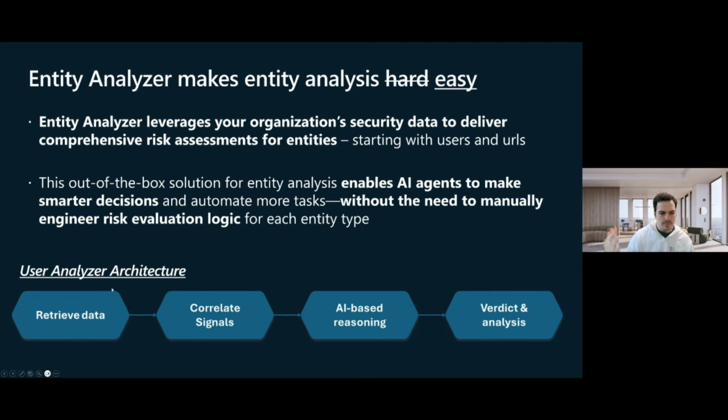At a high level, it works by going and retrieving data from a ton of different places in Sentinel's data lake. Then it correlates all the relevant signals from that data retrieval. It then uses a series of AI-based reasoning on top of the correlated and compiled data to deliver a verdict and an analysis on why that verdict was given. And so we share whether or not the user was compromised, as well as why we came to that conclusion and how.